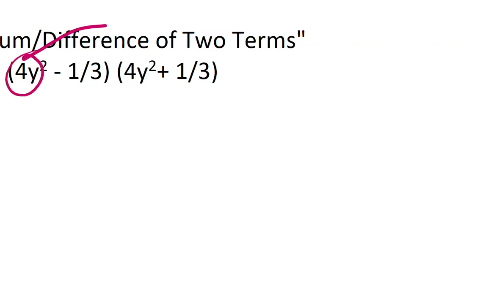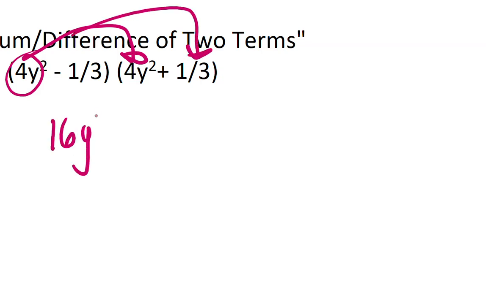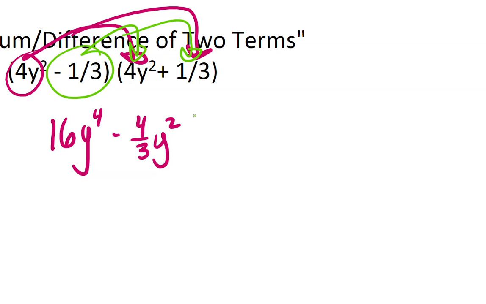So when I go to distribute and I apply it here and here, I'm going to get 16y to the fourth minus 4/3 y squared. And then when we go to distribute the negative 1/3, I pretty much get the same thing. This should be a plus. Negative 4/3 y squared, and then minus 1/9.